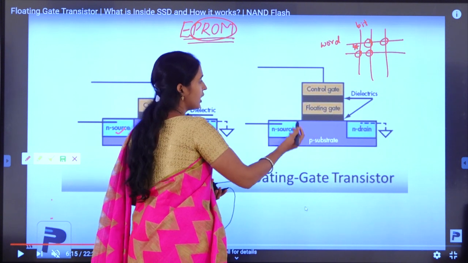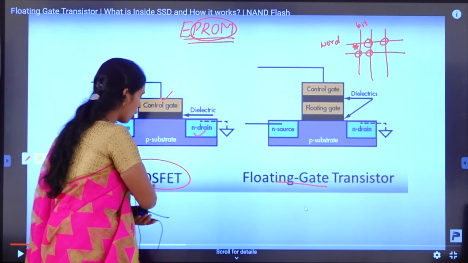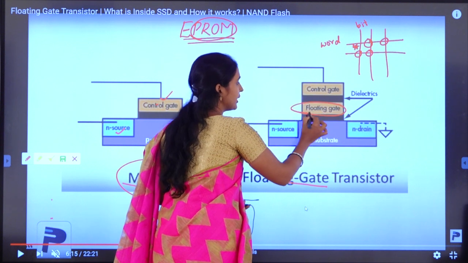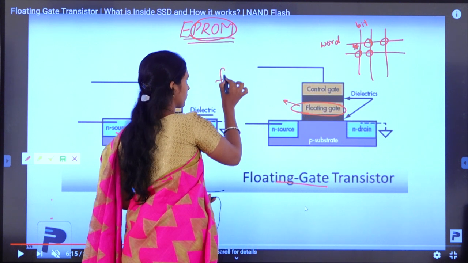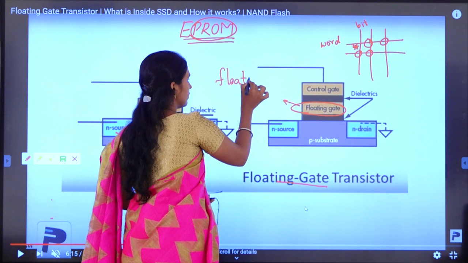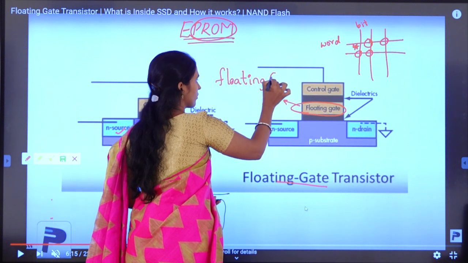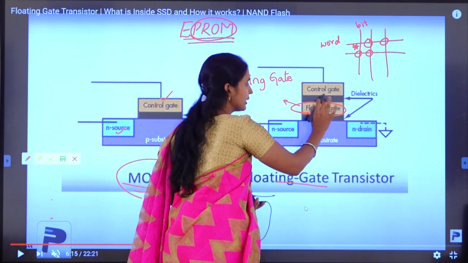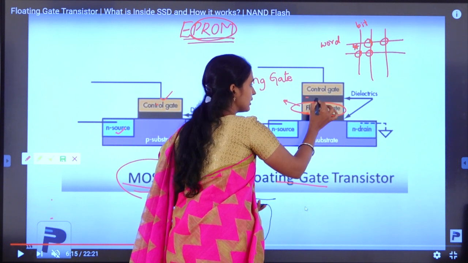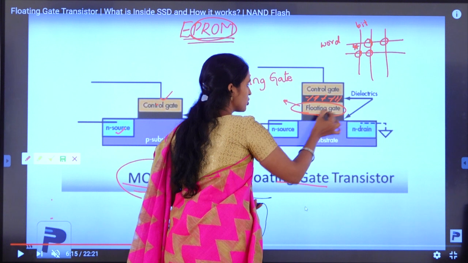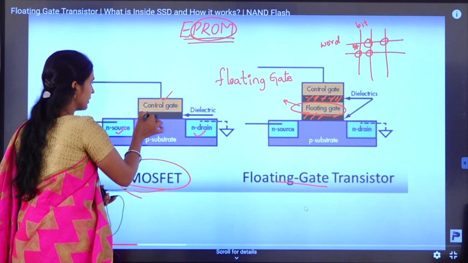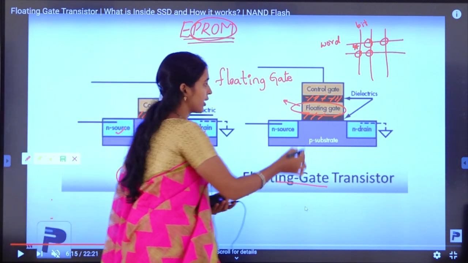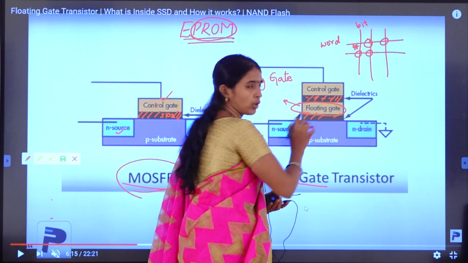Coming to the point, how is this going to differ from your MOSFET? You will find one more gate, which is called the floating gate. Why is it called a floating gate? Because it is not connected and it just floats in. This is all insulating material. As you all know, there will be some insulating material here, like a silicon dioxide layer. In that silicon dioxide layer, you will find one floating gate.